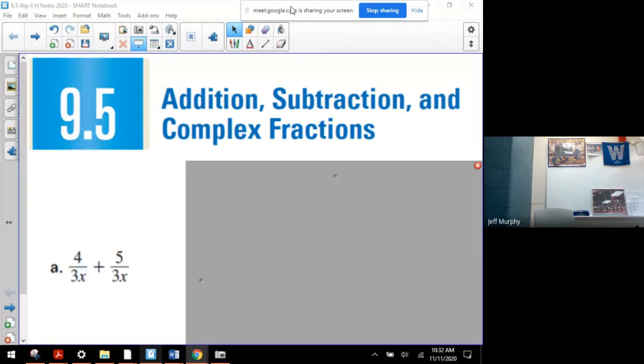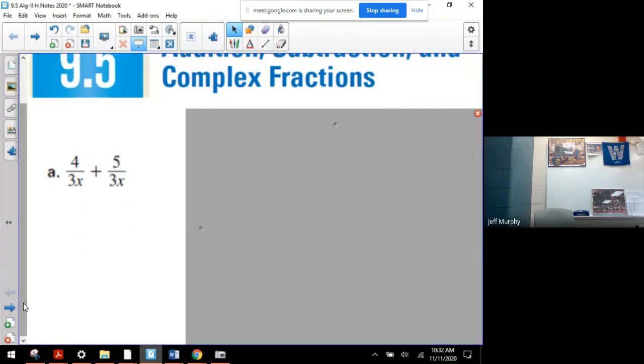For example, if we have something that looks like this, where I have 4 over 3x plus 5 over 3x, when I look at that, it is what we call a rational expression because it's polynomial divided by polynomial. Even though that numerator's polynomial is a constant, it's still technically called a polynomial. It probably wouldn't be a bad idea to take notes however you want to take notes, but I strongly recommend writing things down as we go through them.